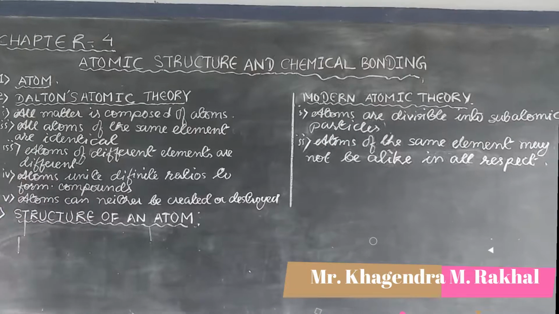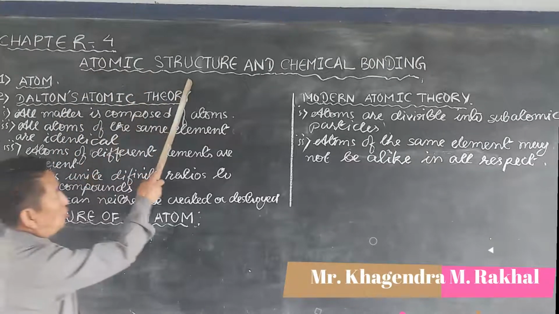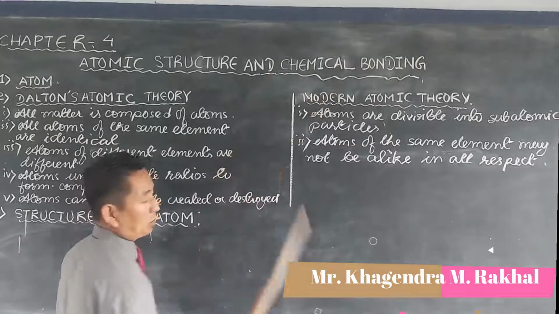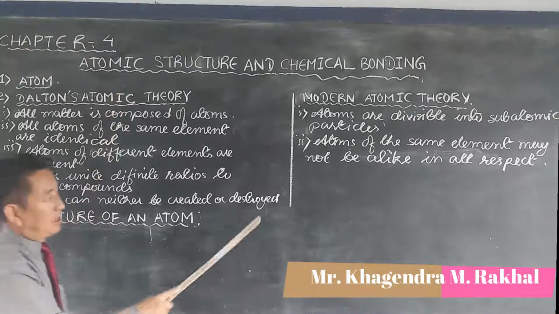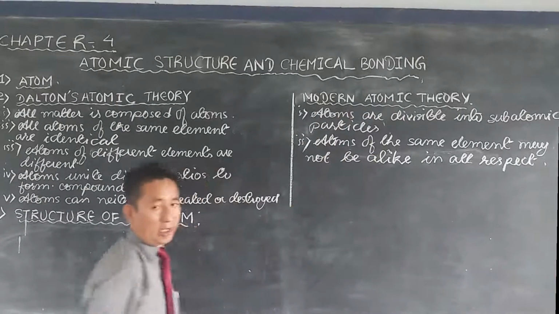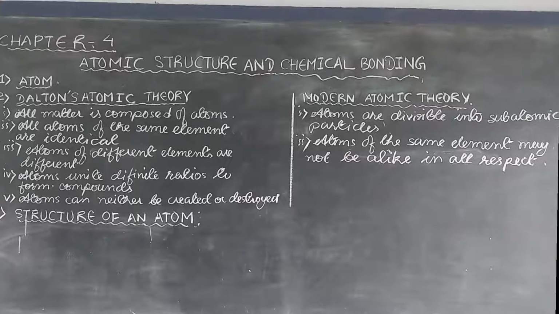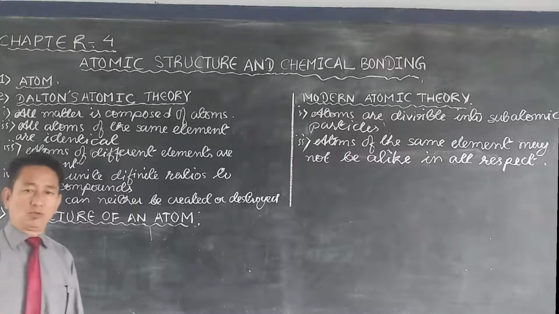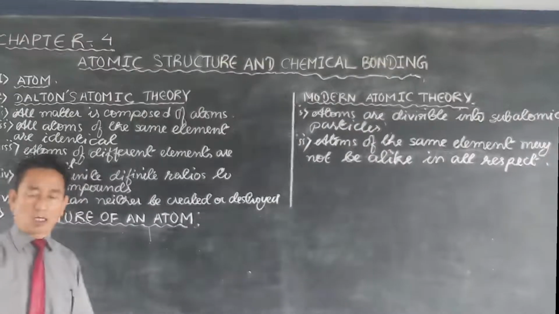Today we will begin a new chapter in chemistry, chapter 4, atomic structure and chemical bonding. Today I would like to explain to you the atom, Dalton's atomic theory, modern atomic theory, and the structure of an atom. Before I start this, I would like to recapitulate what we have done in the previous class.